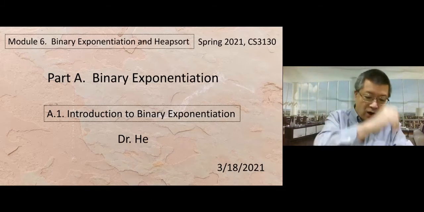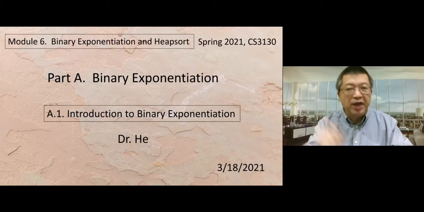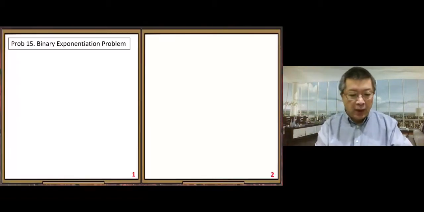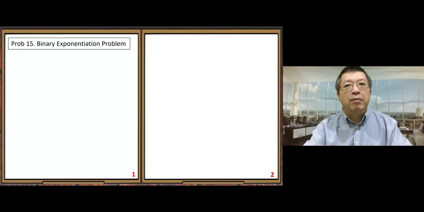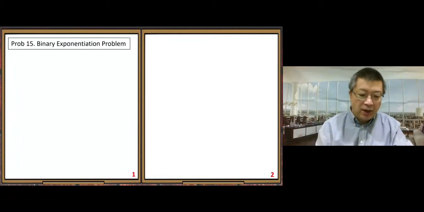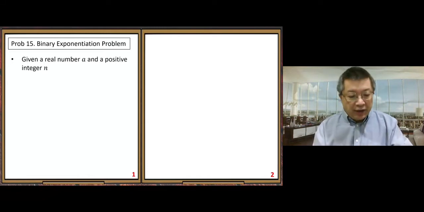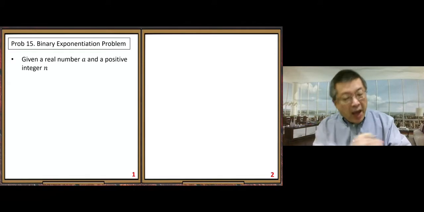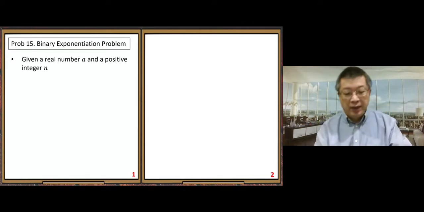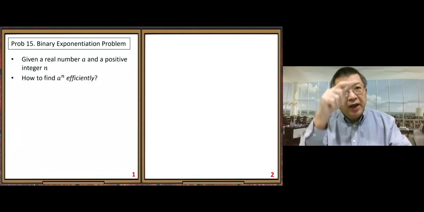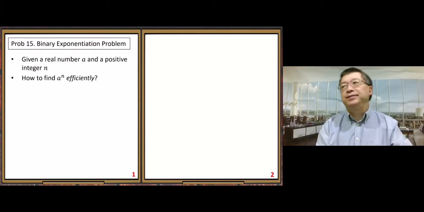All right, so let me start. 8.1, Introduction to Binary Exponentiation. First, let me give you the problem. So our problem, number 15, binary exponentiation. Given a real number a and a positive integer n, how to find a to the nth power efficiently?